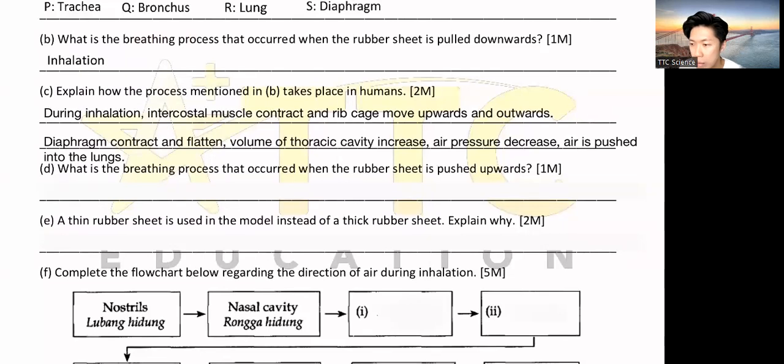Okay. What is contract? Contract is for muscles. Let's say you contract your arm muscle, you try to tighten it. It's called contract, for muscle terms.